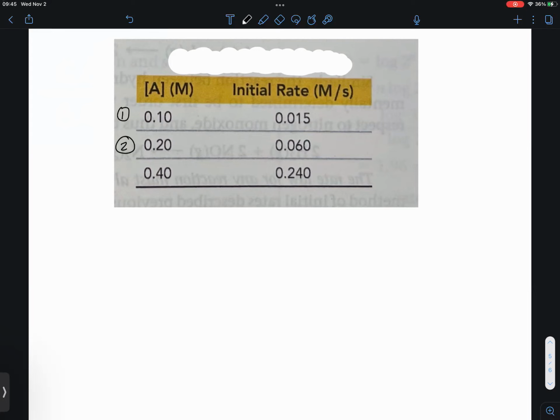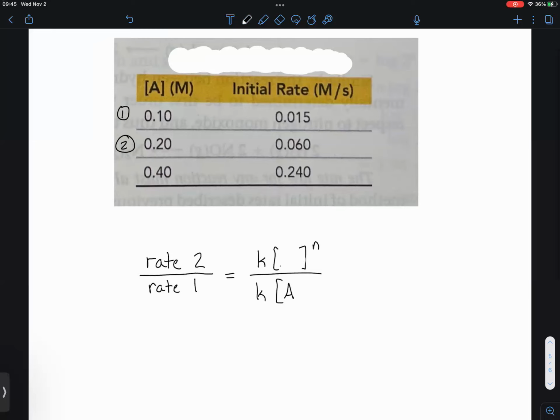And you're going to figure out what n is using the fact that the rate of the second point divided by the rate of the first point is equal to k times the concentration at the second point to the power of n over k times the concentration of the first point to the power of n. Oh, whoops. Sorry. Point 2 should be on top and point 1 on the bottom.